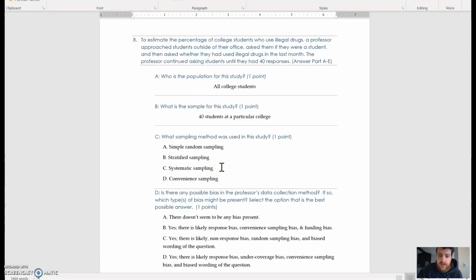All right, what sampling method was used? So in this situation, the instructor approached students outside of their office. So they just got up off their desk, went outside their office, and asked people who were walking by, who happened to be right by their office. And if we're at a bigger college where there's numerous buildings, like this just happened to be in their building, that's completely convenient sampling. They did not go outside of their area to get their data. So that's convenient sampling.